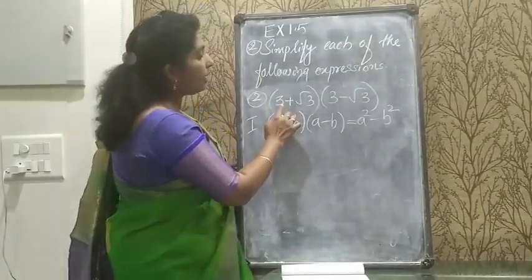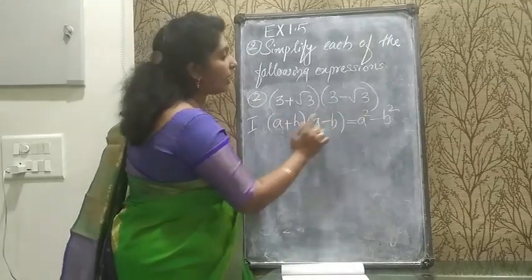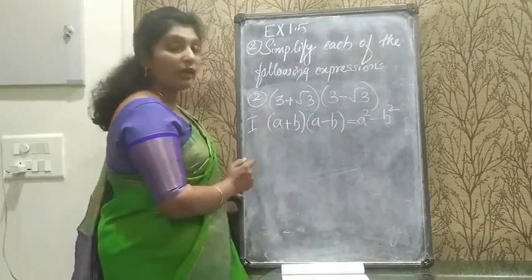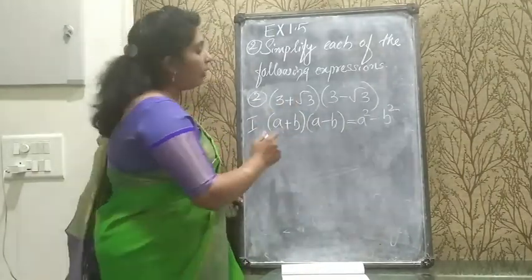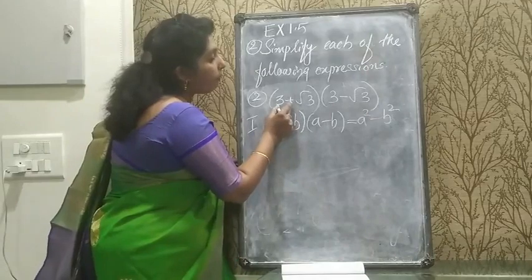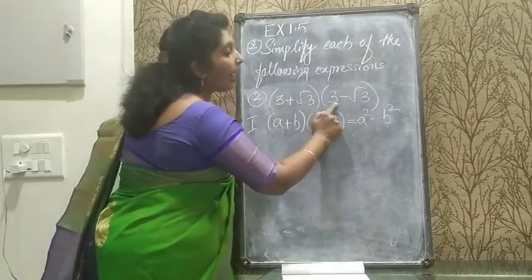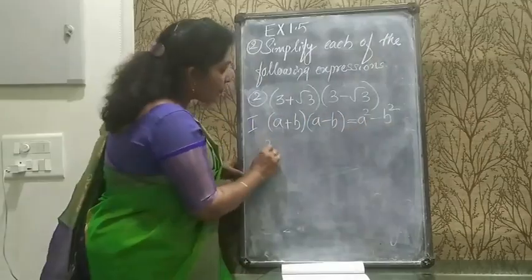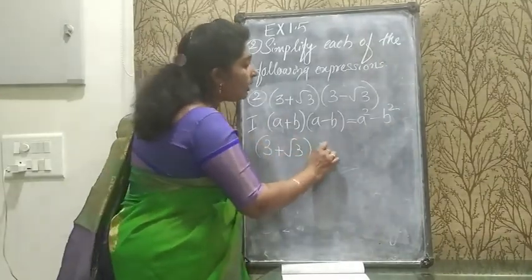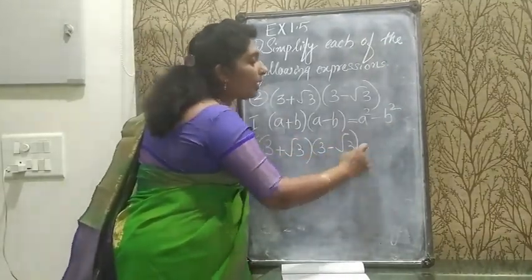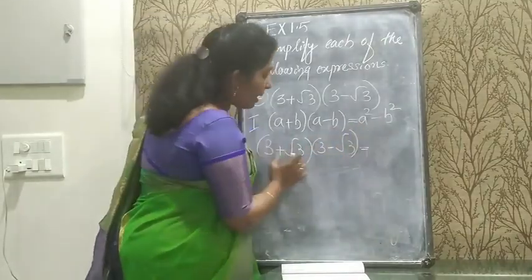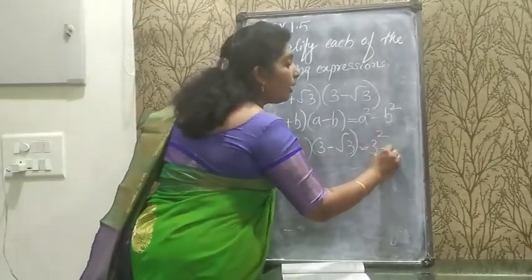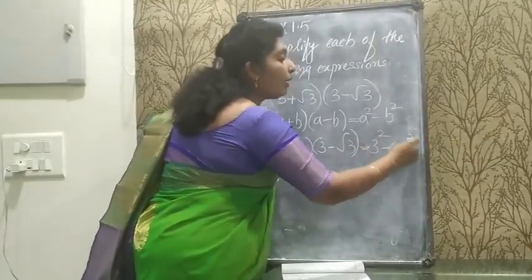This is in the form of 3 plus root 3 into 3 minus root 3. It is exactly the same as this identity. Instead of a, 3 is there, and instead of b, root 3 is there. So a plus b into a minus b can be written as a square minus b square. It means 3 plus root 3 into 3 minus root 3 can be written as 3 square minus root 3 square.